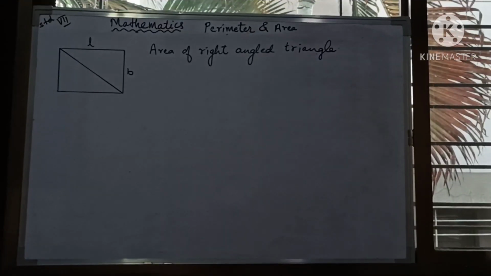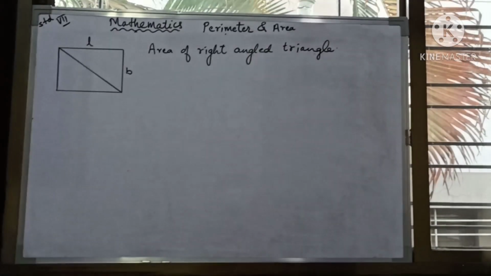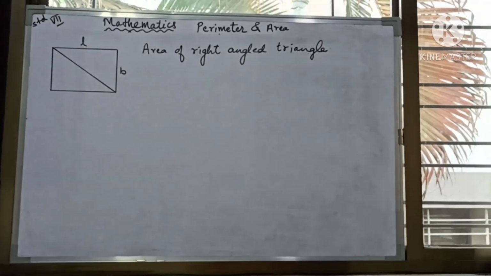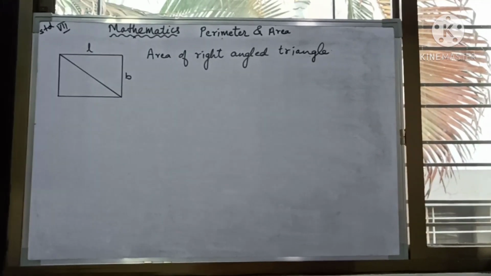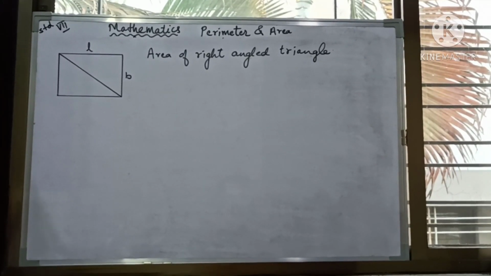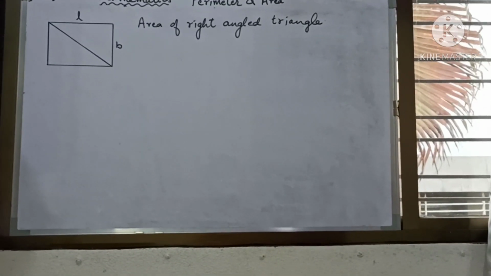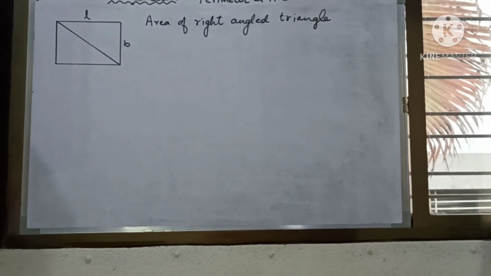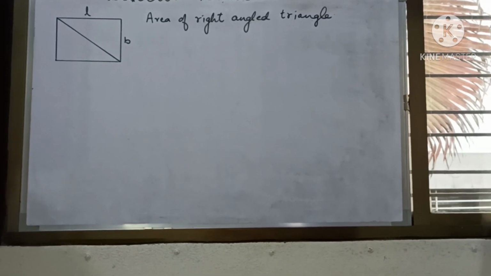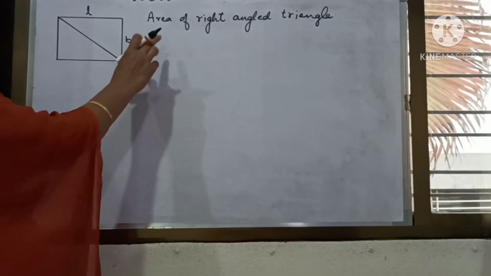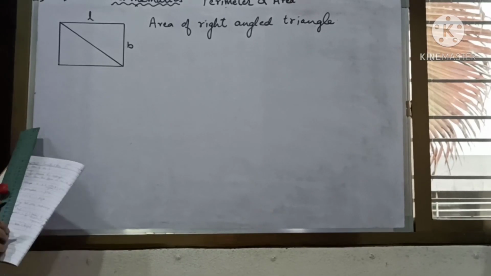Welcome students. In the last part you have learned about area of square and area of rectangle. In this part we are going to learn about area of right angle triangle, total surface area of cuboid and cube. So first we will study about area of right angle triangle.